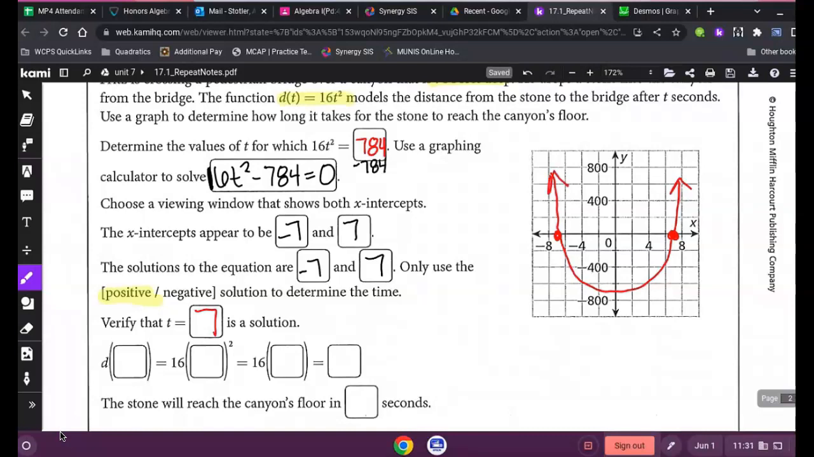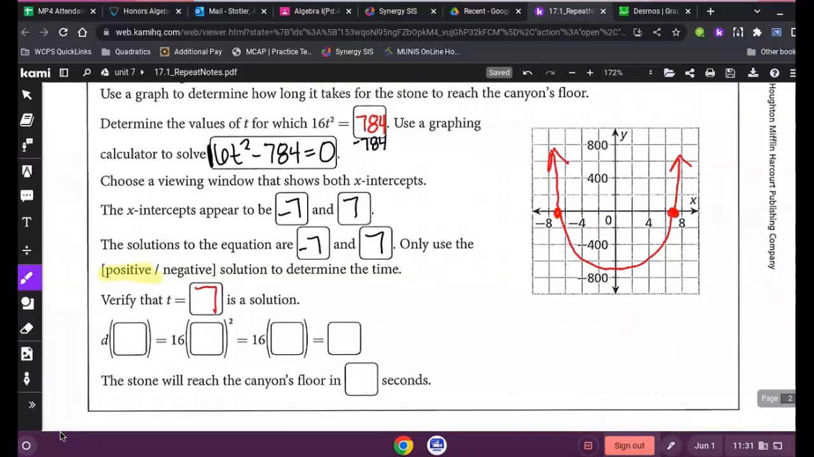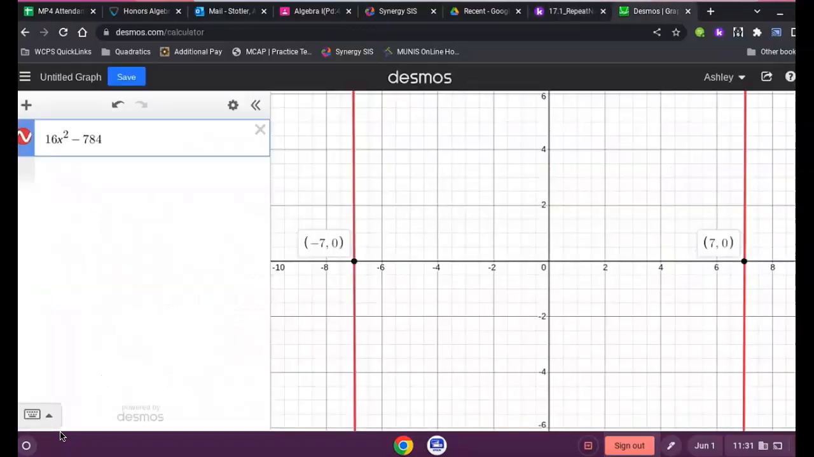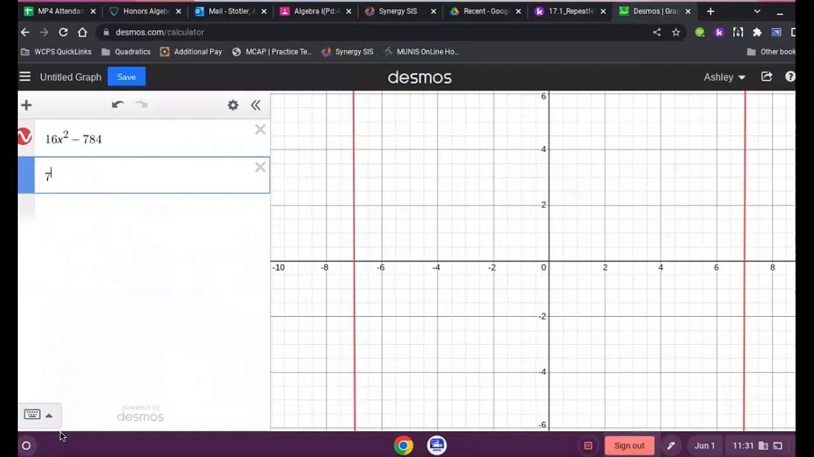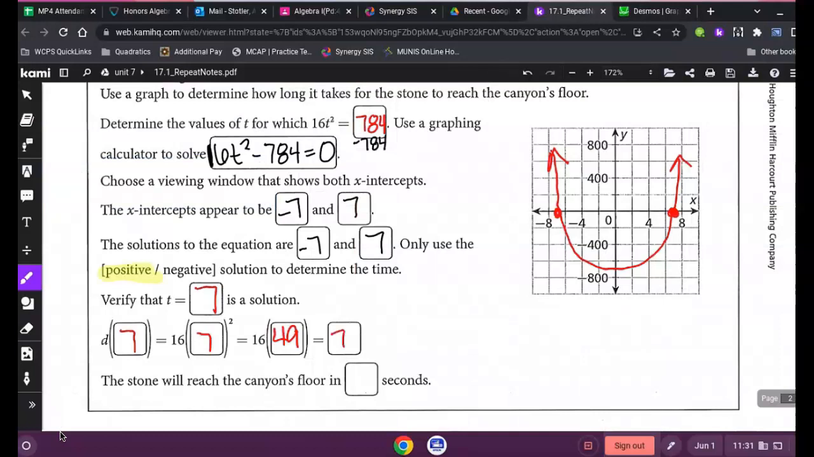We know our solution. Now, everywhere that there's a t in my equation, I'm going to substitute the number 7, and we're going to confirm that we get the original height of 784. So I need to do 16 times 7 squared. So 7 to the second power is equal to 49. So I'm going to do 16 times 49. Oh, I pressed the wrong button. There we go. 16 times 49 is 784, and that's good because that was the height that we started at.